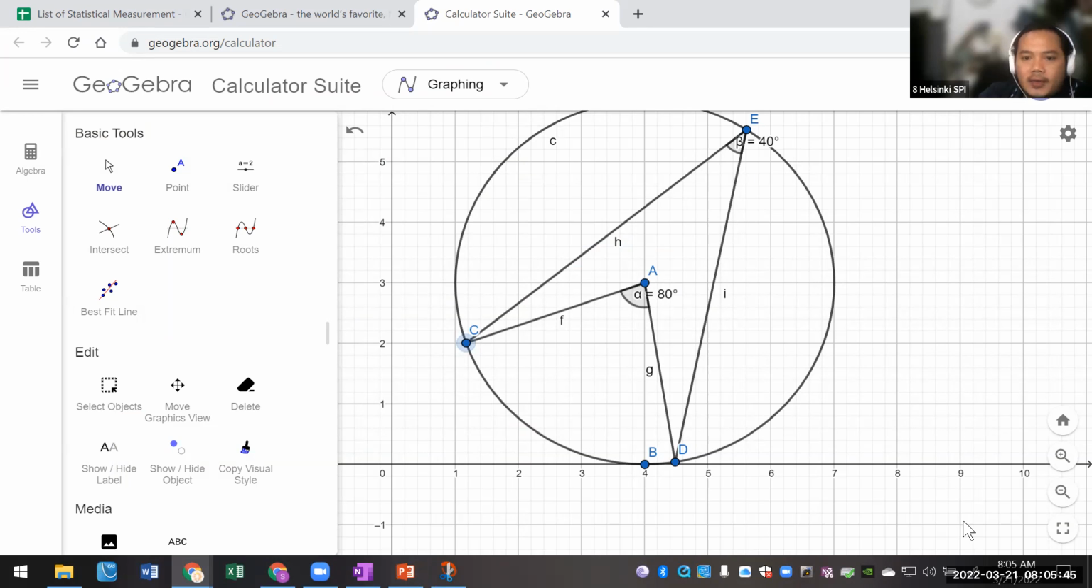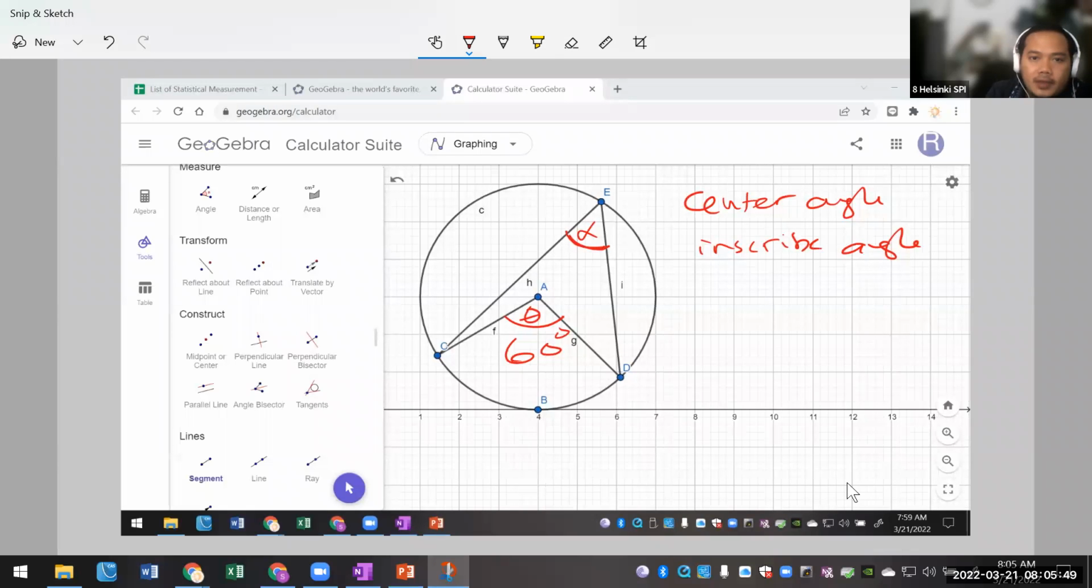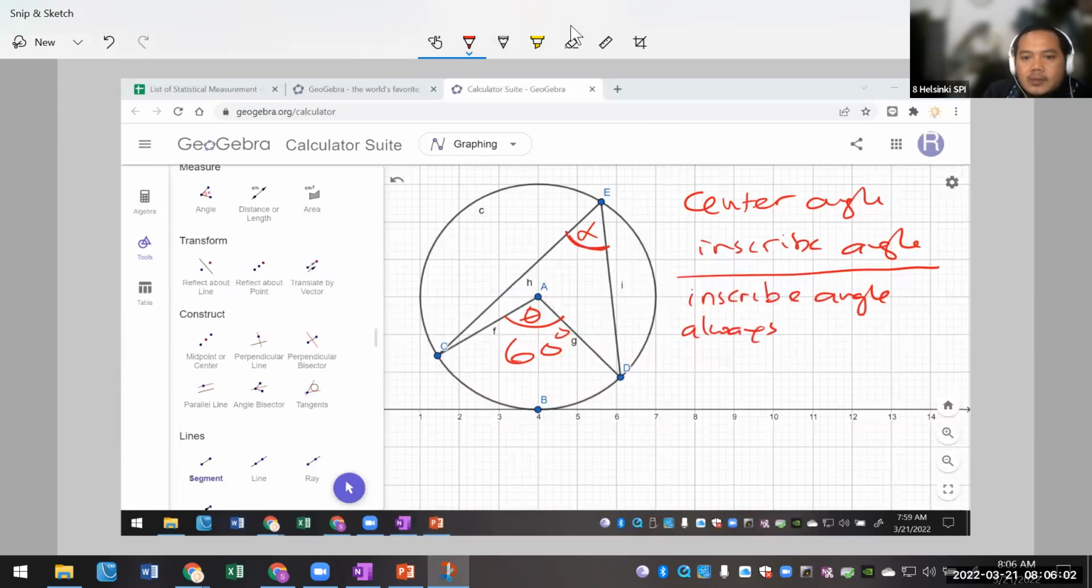So please write this down if you haven't, it's okay. So we can say that the inscribed angle is always half of the center angle. Or we can swap that: the center angle is twice the inscribed angle. That's actually the same thing.